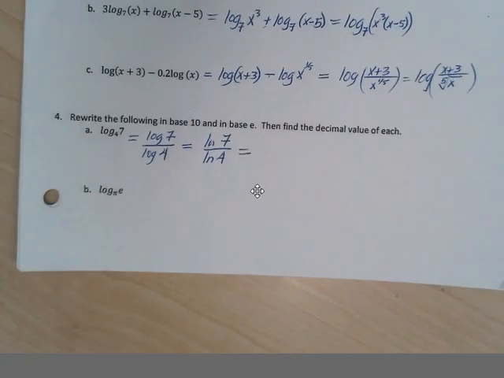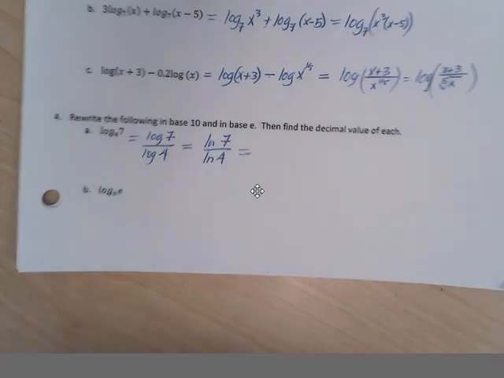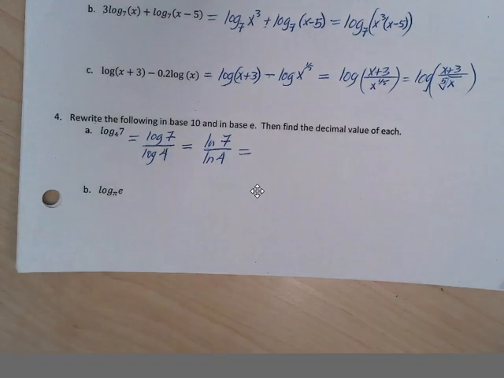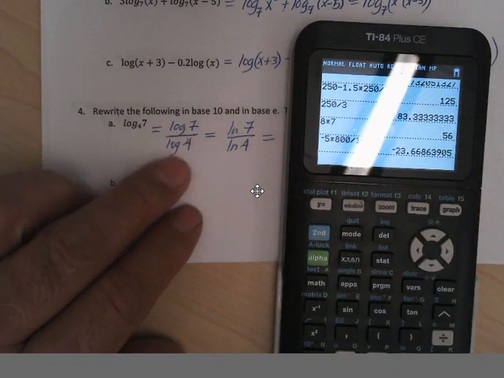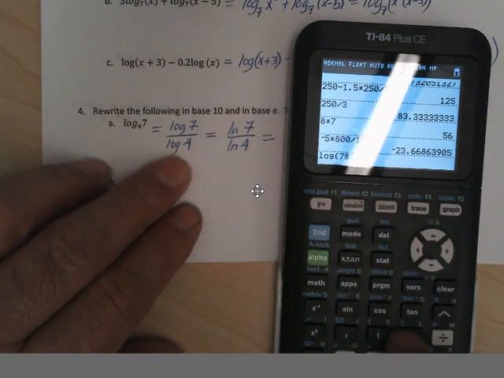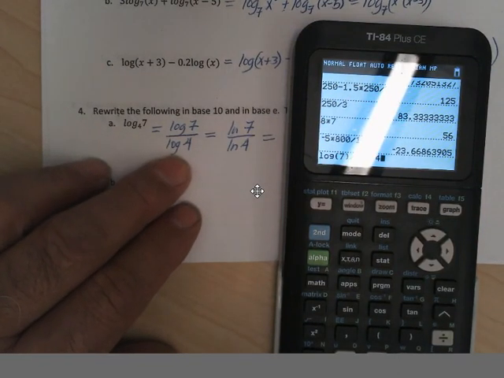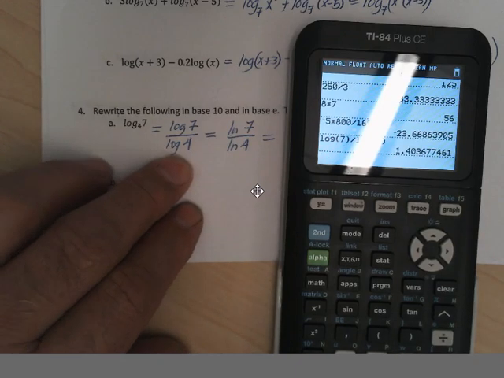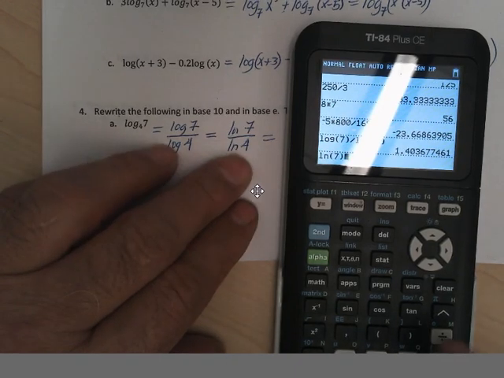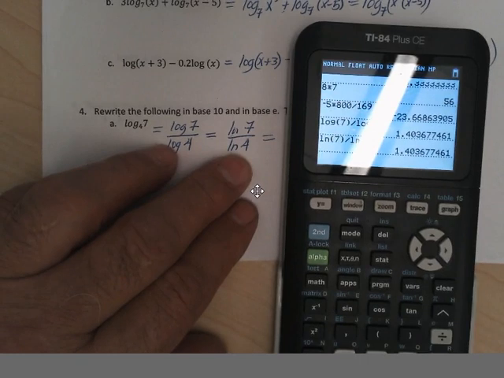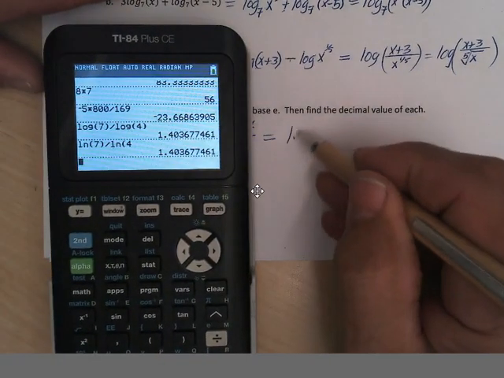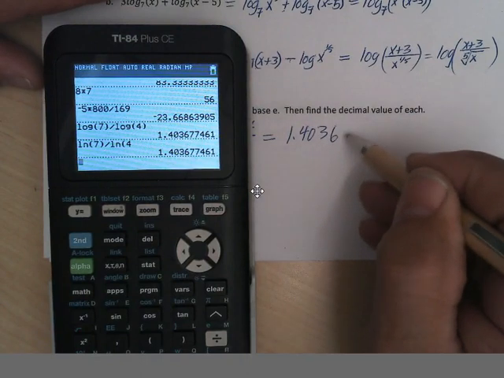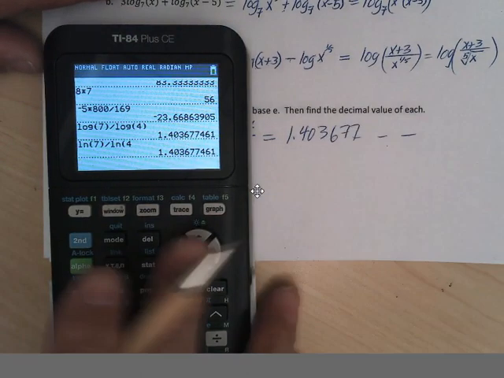Where'd my calculator go? Here it is. And it doesn't matter whether I type in log base 10, log 7, close parenthesis, divided by log 4, or ln 7, close parenthesis, divided by ln 4. You get the same answer. The decimal is 1.403677, and so on.